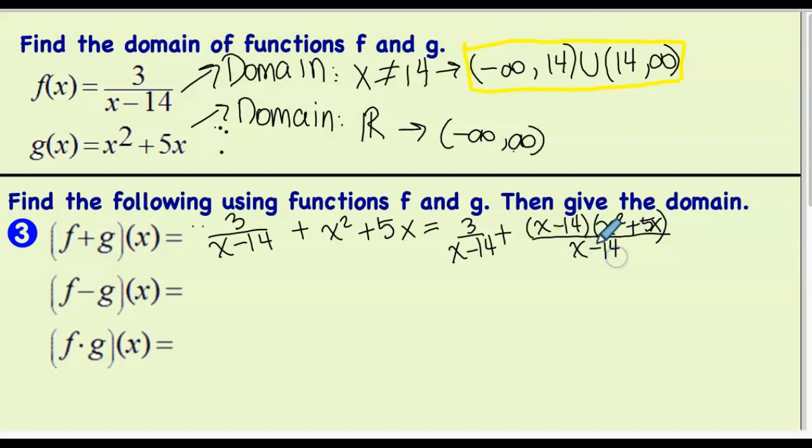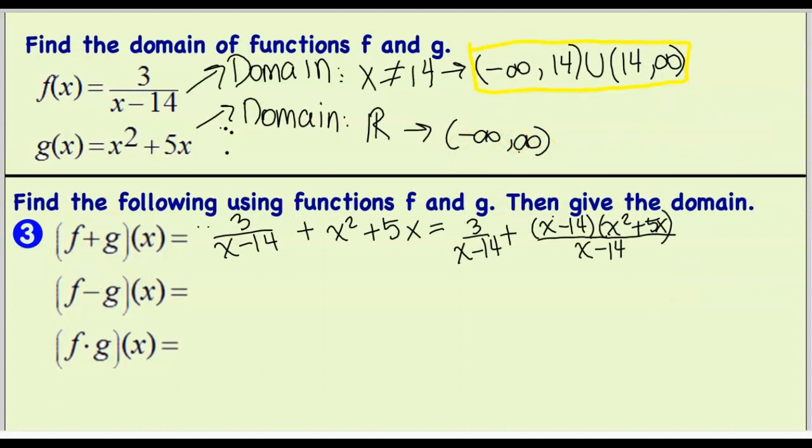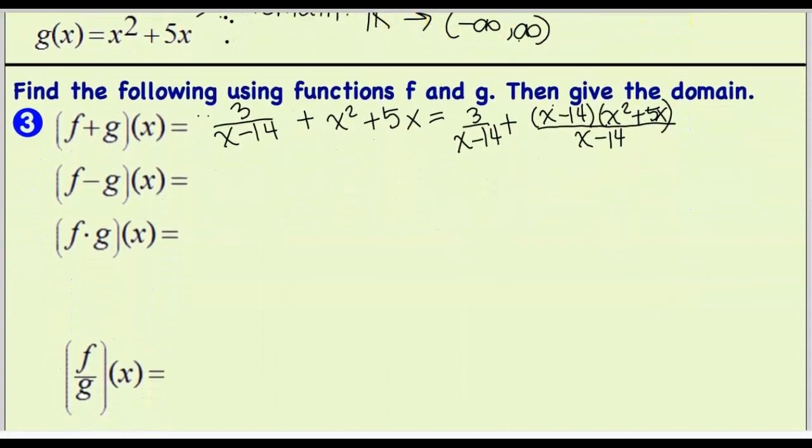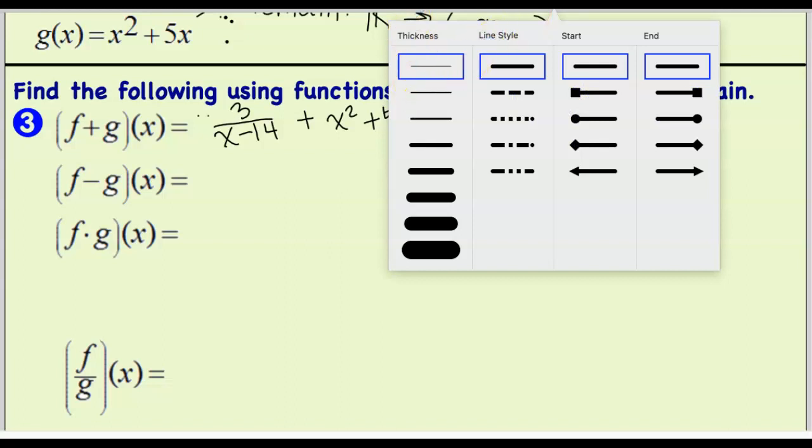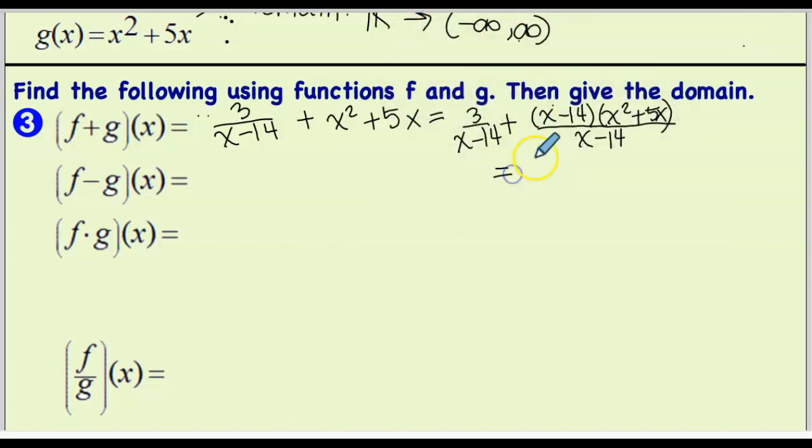So you should never leave a fraction as 2 fractions. You should always be able to add them together because you have the skill to be able to do that. So x minus 14 is the denominator here. And then on top, I'm going to have x squared plus 5x. Whoops, sorry, I'm going to have to fix this. That's a mistake. Let me fix that real quick. Okay, now I think I got this.